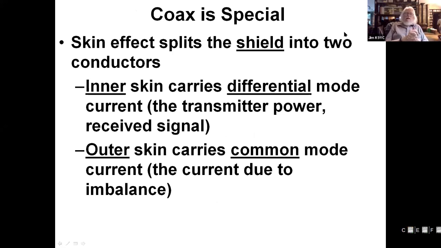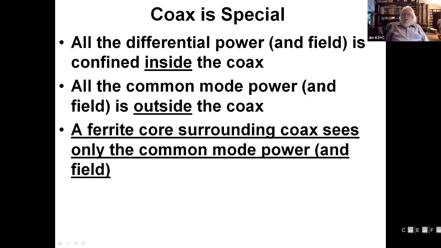With coax, we know, and this has been known for many years, that skin effect splits the shield into two conductors. The inner skin carries the differential mode current, and the outer skin carries the common mode current, the current due to the imbalance. And all the differential power is confined inside the coax. All the common mode current is outside the coax. And a ferrite core surrounding coax sees only the common mode power and field.